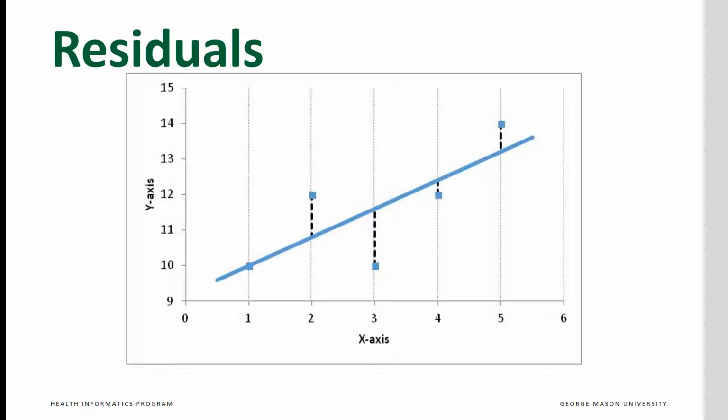Regression is fitted to the data so that the sum of the squared residual is the smallest possible number. The line in this figure has the sum of squared residuals of 4.8. Different lines are fitted until a line is found with the smallest sum of squared residual.